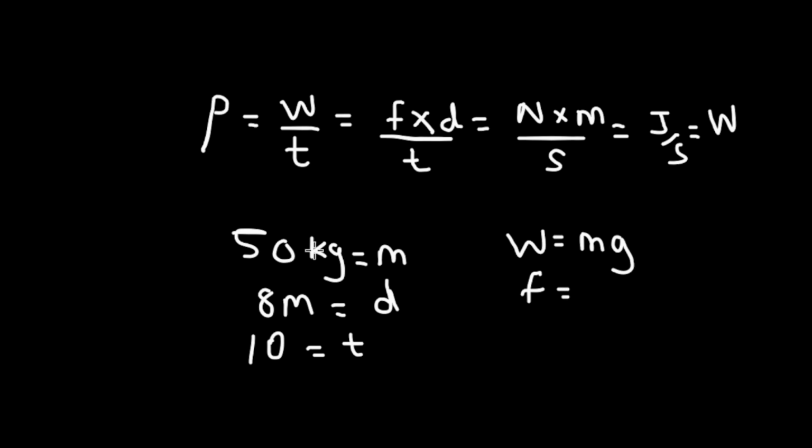I know that my mass is 50 kg, and to make my life easier, I'll use 10 newtons per kg and not 9.8, which is the gravitational constant. So kilogram and kilogram will cancel out, and I will end up having a force of 500 newtons.